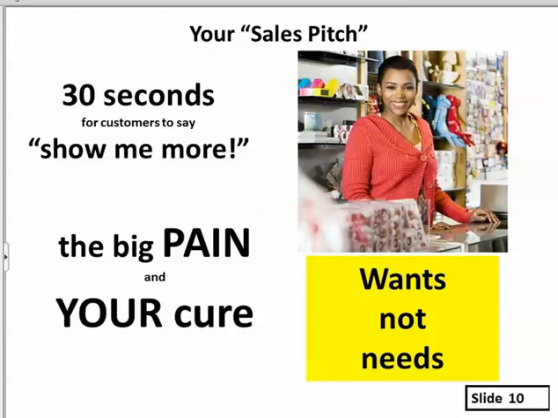Now, if you're in an environment where you're trying to solicit business from people who have no idea who you are or what you're doing, then that's a different situation. But you still have an extremely brief period of time, if anyone will let you speak to them, to drop that kernel of information that gets them to ask you for more information about your cure to their pain, or your solution to their want or need.